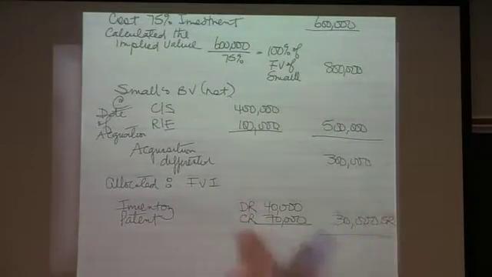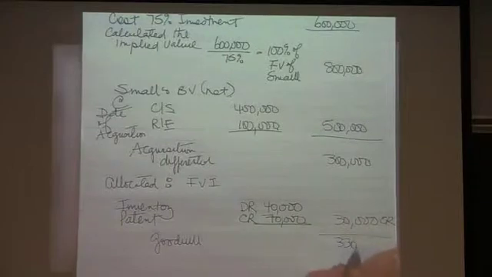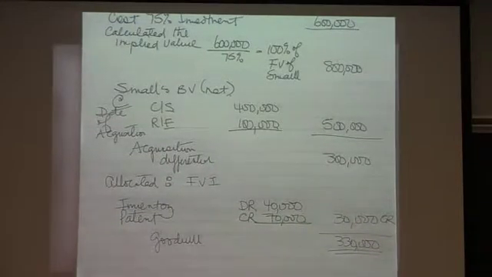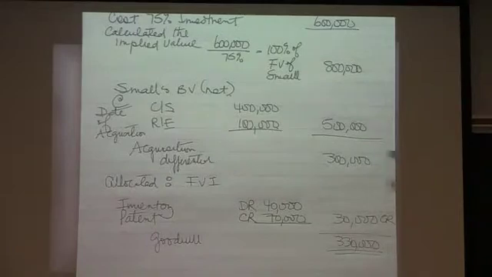Now that helps us determine the goodwill value. So the goodwill is $330,000. We know that this is a debit, and we know that this is the acquisition differential. We paid $300,000 more. Part of the reason we paid more was because inventory was undervalued, but patent was overvalued. So in essence we need to add those two to get to a goodwill of $330,000.